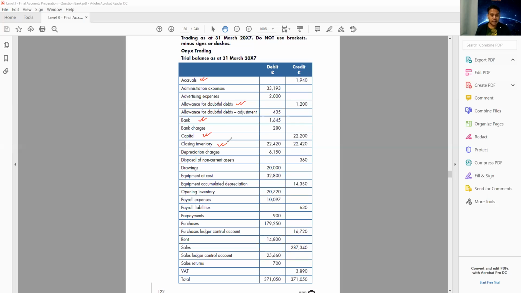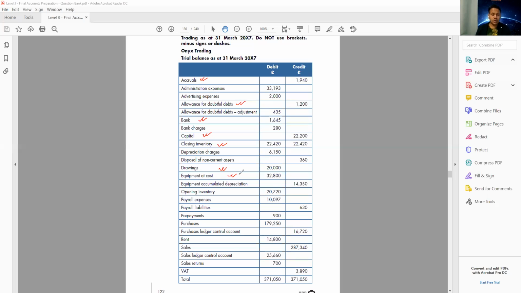Depreciation, this is the item for the income statement. We said no. Disposal of non-current asset. When you sell any fixed asset, this is the profit. This has to come to the income statement, not in the balance sheet, so it will not come here. Drawings. Drawings is the item for balance sheet. Yes, it will come. Equipment cost, so that means fixed asset. That will come.